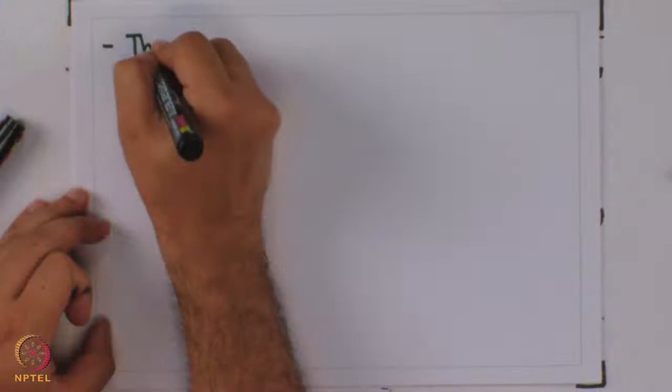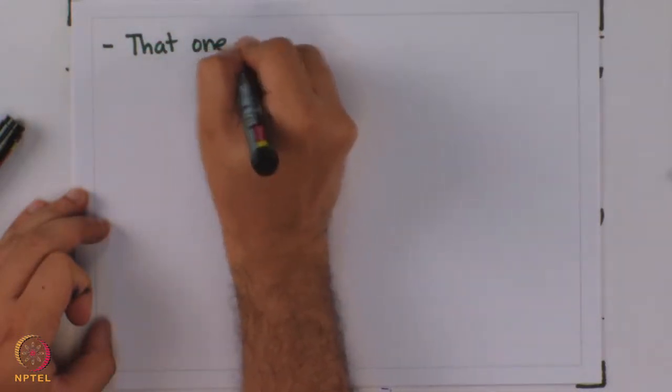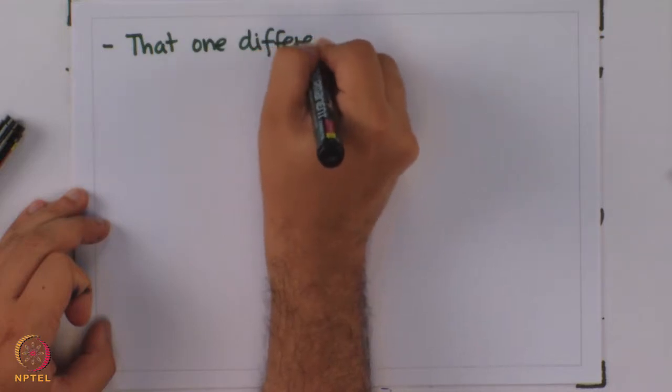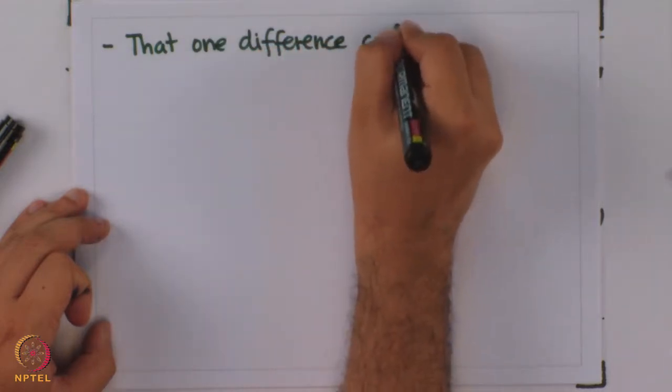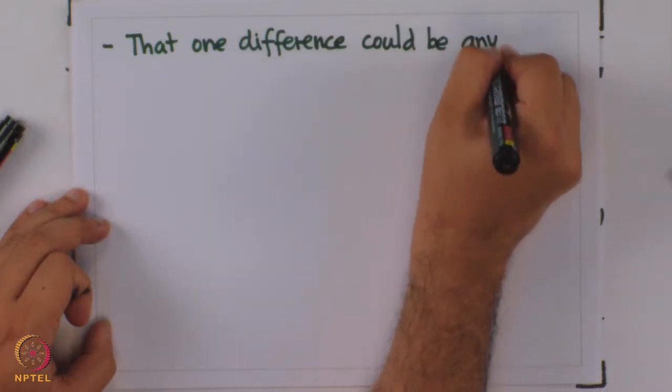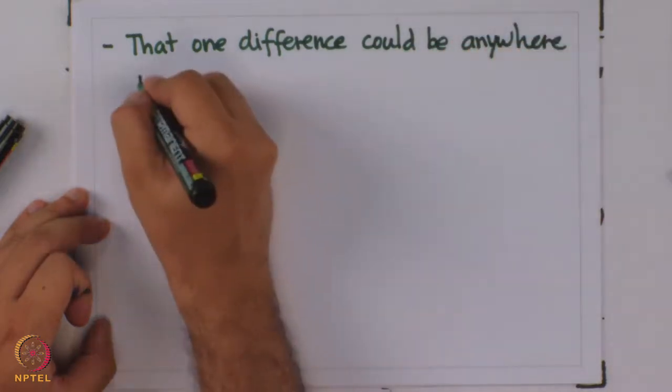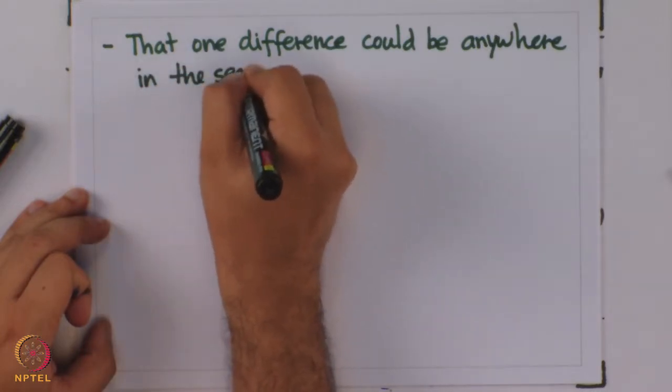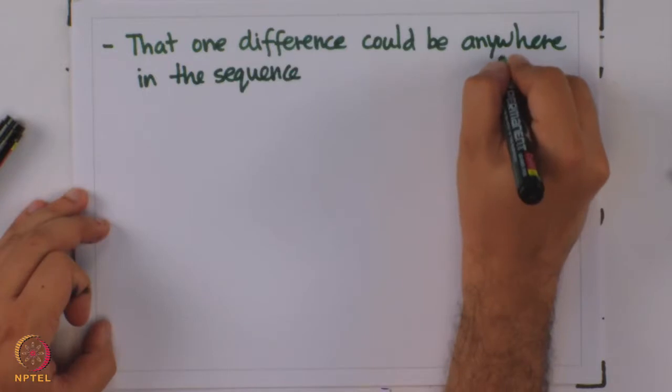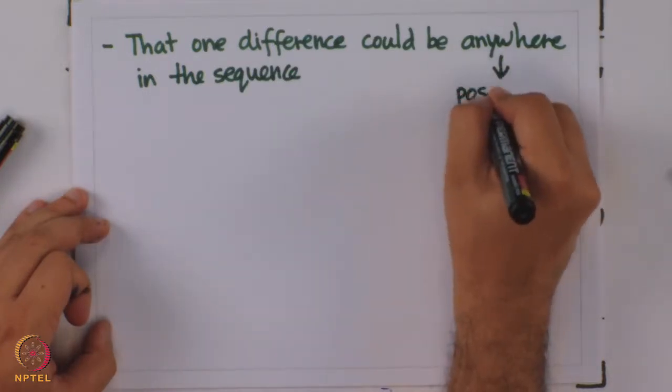That difference could be at the first position and nucleotide number 2 to L could be identical. That difference could be at the second position. The first nucleotide could be identical and nucleotide number 3 to nucleotide number L could be identical, and so on and so forth. So, that one difference could be anywhere in the sequence. And anywhere, by anywhere I mean the position number of the nucleotide.